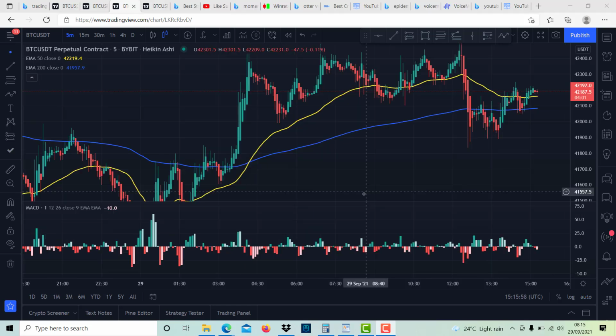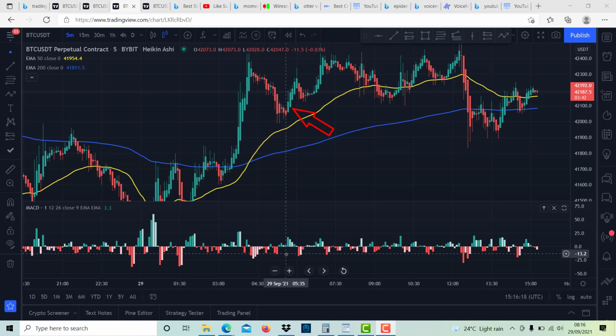So when the 50 EMA is crossing the 200 EMA to the upside, that is when the yellow line is above the blue line, then we are allowed to make long positions and then we will enter the trades on pullbacks. So when we have a big downtick on the MACD, then we wait for a large green body on the Heikin Ashi candle and enter the trade right away.